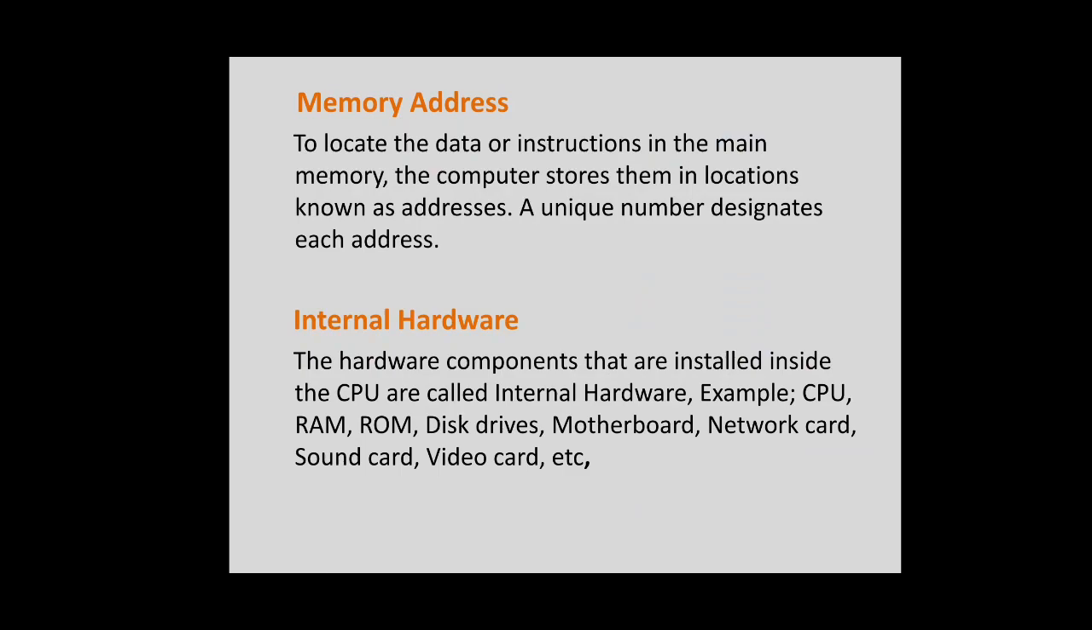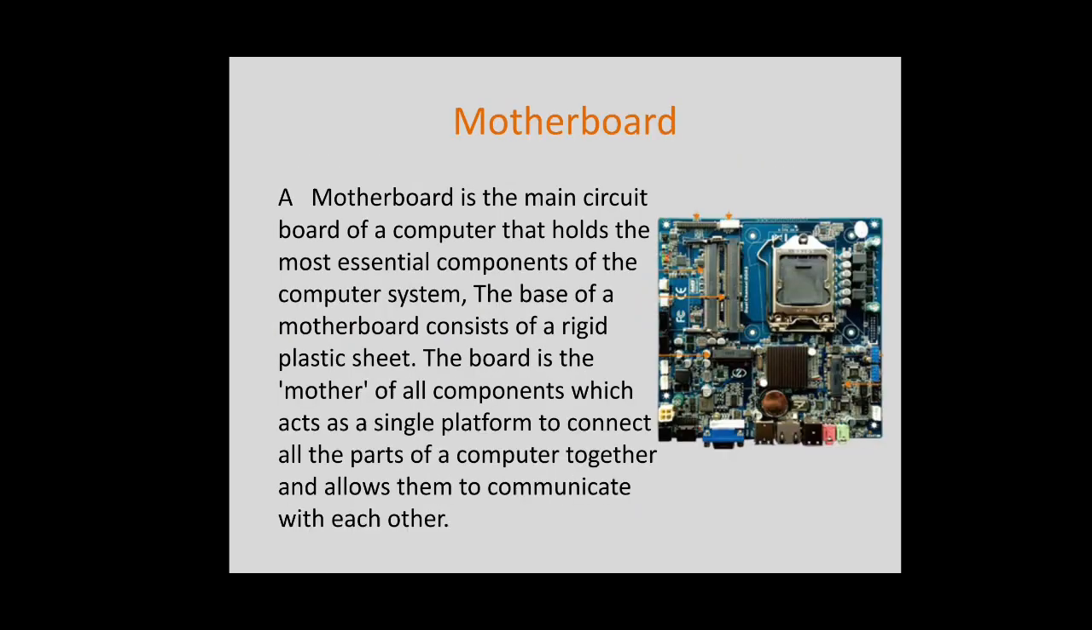Now, internal hardware. The hardware components that are installed inside the CPU are called internal hardware. Examples: CPU, RAM, ROM, disk drive, motherboard, network card, sound card, video card, etc. So let's see one by one all this internal hardware, how it looks, and what its actual task is.